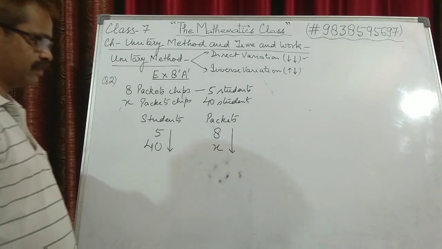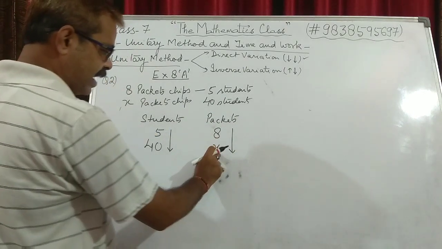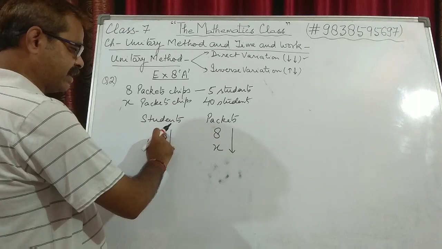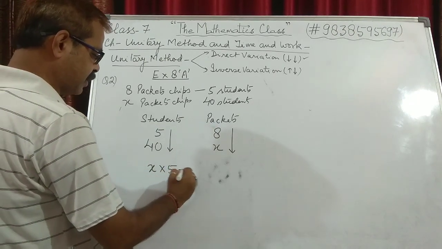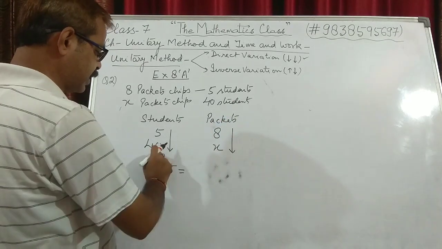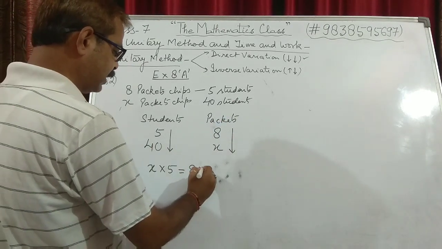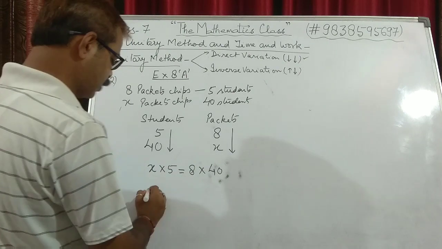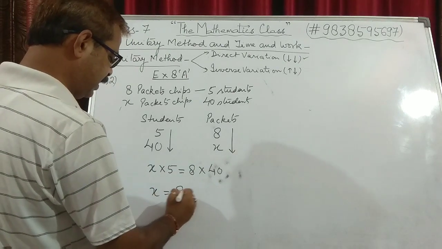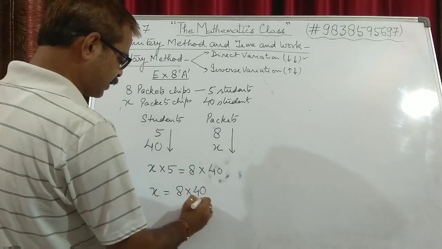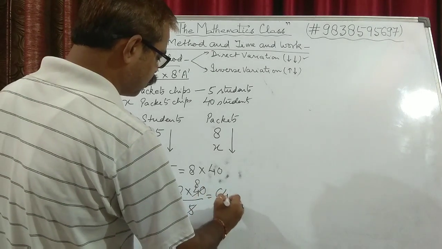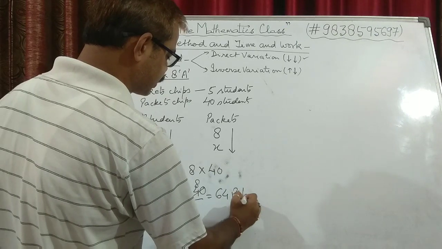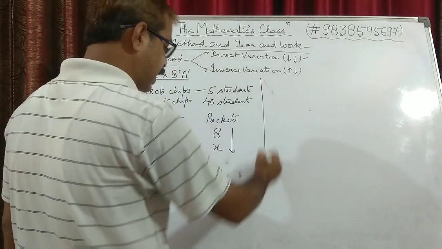Now we know that when there is direct variation, we can directly write head of first multiplied by tail of second. Means x into 5 is equal to tail of first into head of second, 8 into 40. So x can be written as 8 into 40 upon 5. 5 8s are 40, 8 8s are 64. So 64 packets are required.